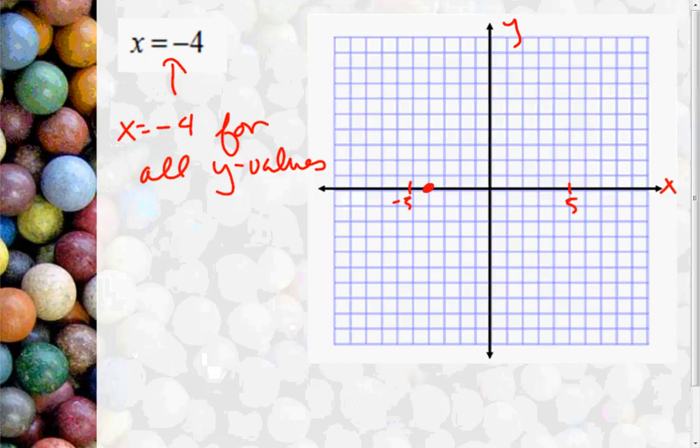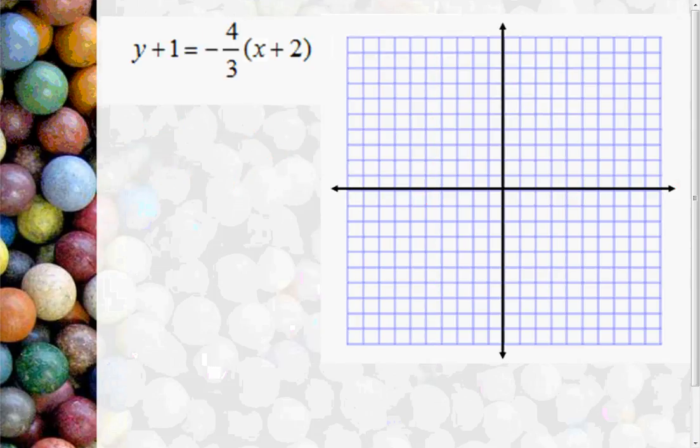So what other points have x equals negative 4? Anything along here. Negative 4, negative 1; negative 4, negative 3; negative 4, negative 6; negative 4, 2; negative 4, 6. Any of those. So everything along those lines is going to be a vertical line. Pause, take a swing.